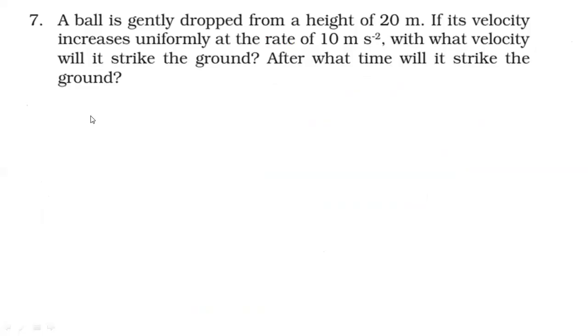Now, let us talk about the next question. This next question has to be done by you. It's actually very simple. I will explain the situation, but the formulas and everything you have to do. Question is, a ball is gently dropped from a height of 20 meters. So there is a ball. It has been dropped from 20 meters height. Velocity increases uniformly at the rate of 10 meter per second square.